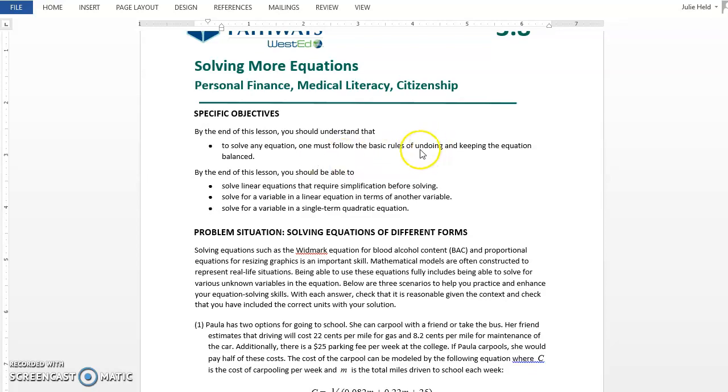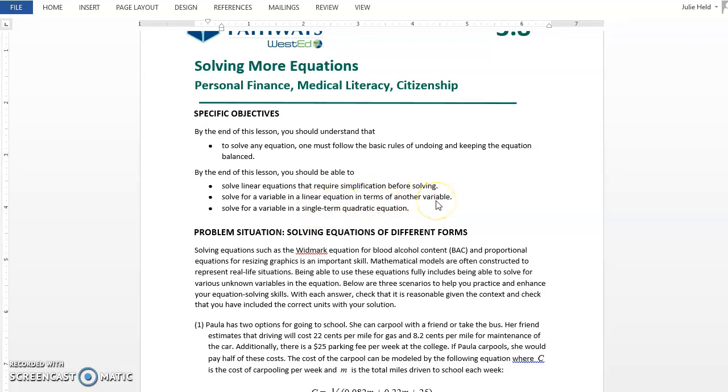So make sure you remember to keep undoing operations. Keep the balance in the equation. If you do something to one side, do it to the other. Keep it equal. Some of the equations we solve will need some simplifying first, some cleaning up, so it'll be messier in this section.